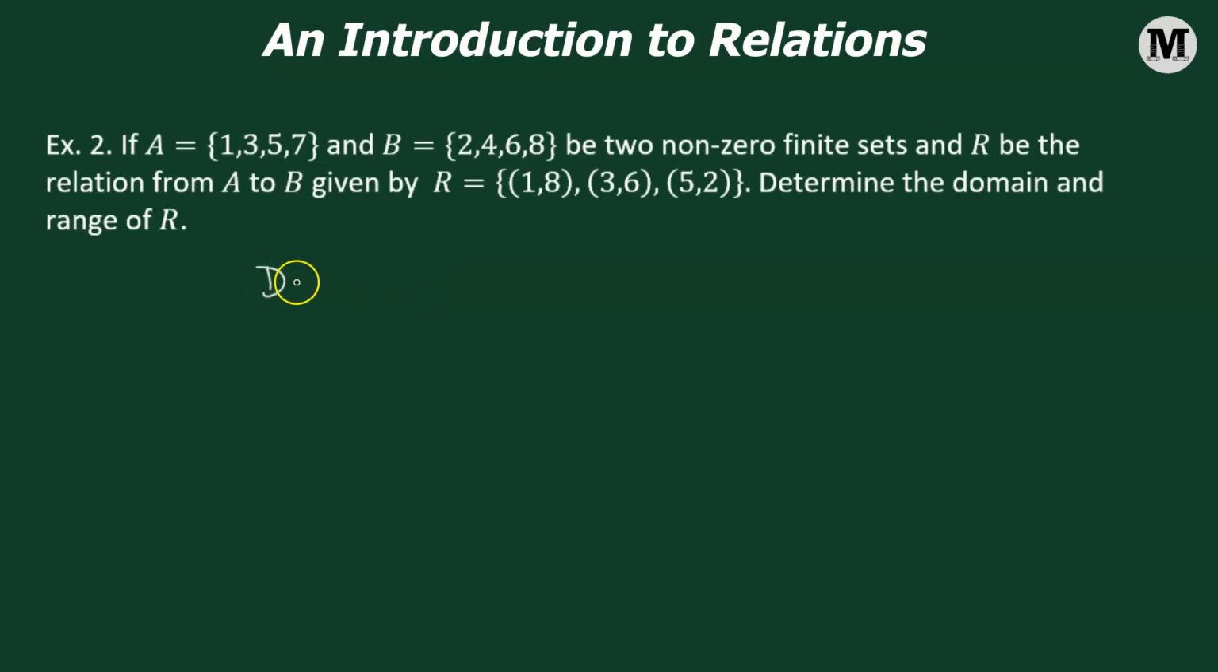The domain of the relation R is simply going to be the first element of each of the three ordered pairs. So the first elements are 1, 3, and 5. Our domain is going to be 1, 3, and 5. Then we need to find the range. The range of the relation R is going to be the second element of each of the three ordered pairs. So those are 8, 6, and 2.